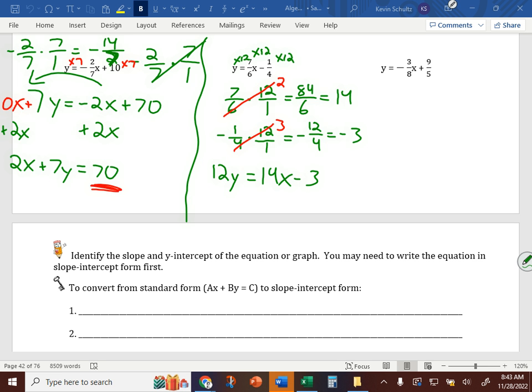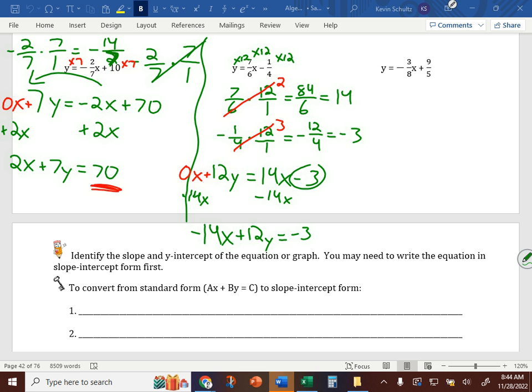And what's our last step? What do we do now? Manny? Yep, using opposite operations. Right now, we've got 0 x's on the left side there. So when we subtract 14 x's from both sides, we get a negative 14x, because 0 minus 14 is negative 14, plus 12y equals negative 3. Don't forget that sign belongs to the 3 there, right? And so there we have it.